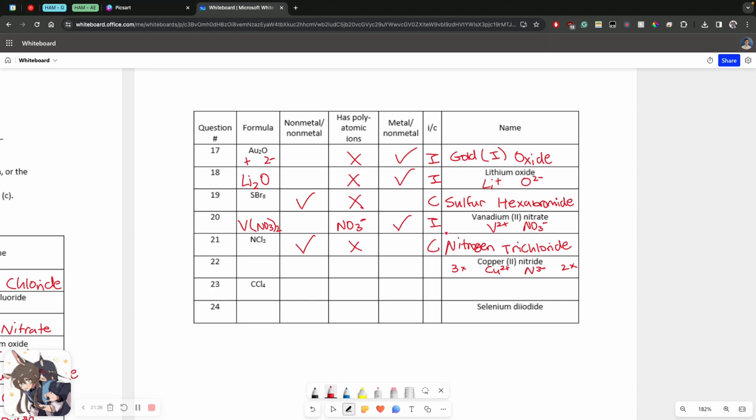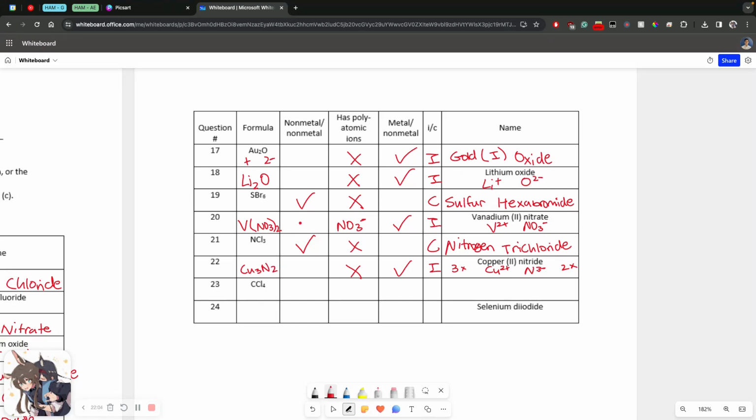And we know that copper here is a transition metal, hence the Roman numerals in the parentheses. Go ahead and select metal, non-metal here, and it would be ionic. And nitride, while it sounds like it, is indeed not a polyatomic ion. With this information, we can determine the formula to be copper Cu3, nitride N2.